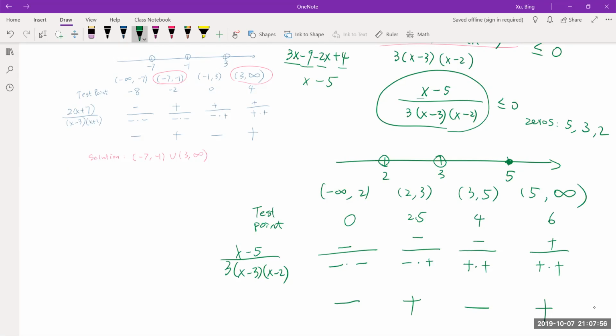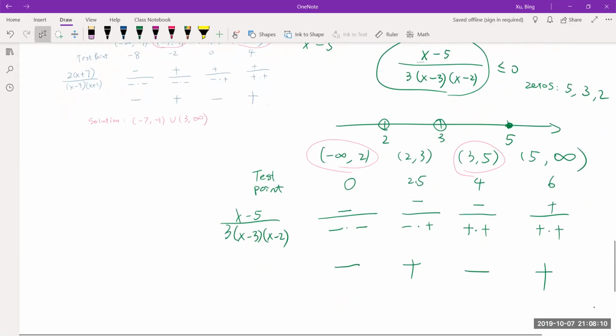So the intervals we want are the ones making this expression negative. Right? This interval and that interval plus that point. So your solution should be from negative infinity to 2, union from 3 to 5, with 5 included.